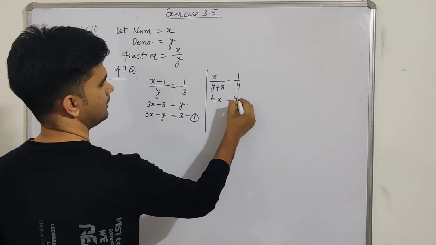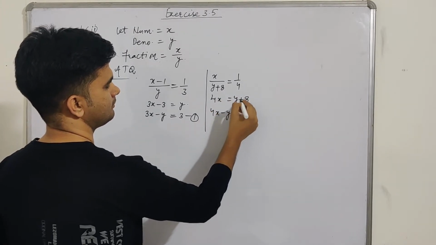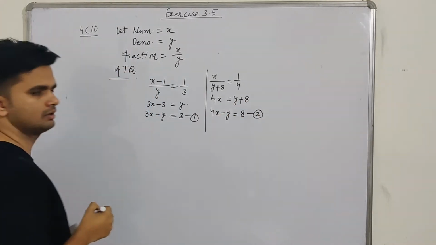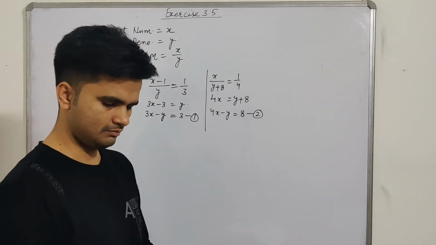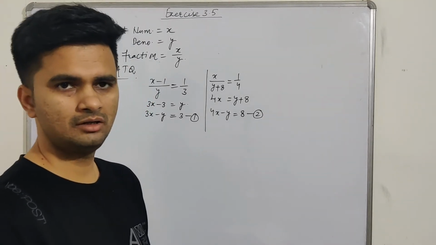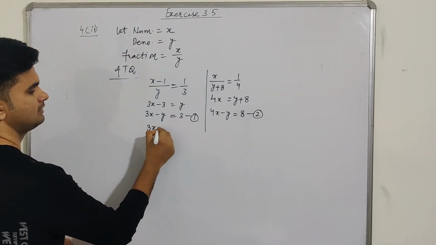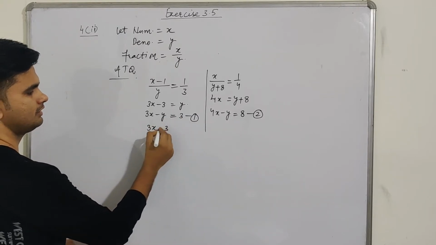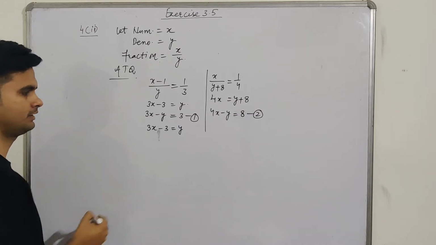4x is equal to y plus 8. 4x minus y is equal to 8. Second equation. Now in this question I'm using the substitution method. You can use any method of your choice. 3x, this 3 is positive, here it will become negative, is equal to y.